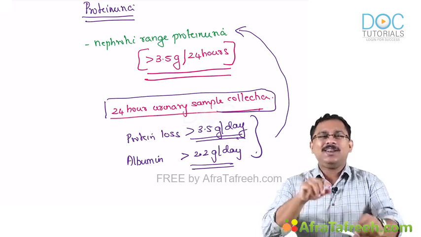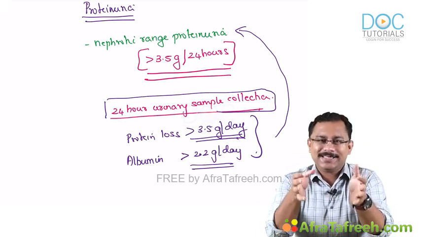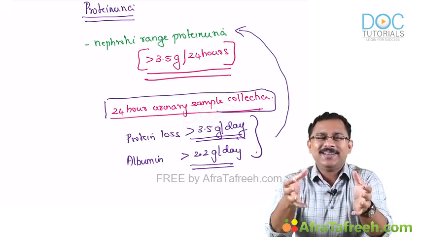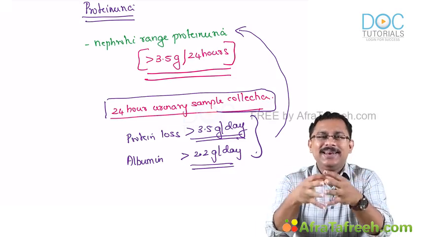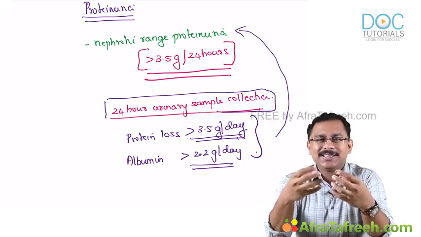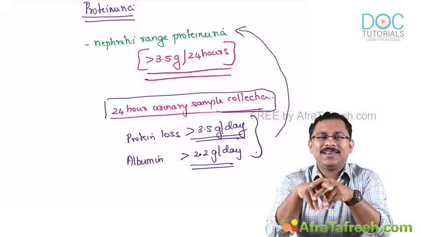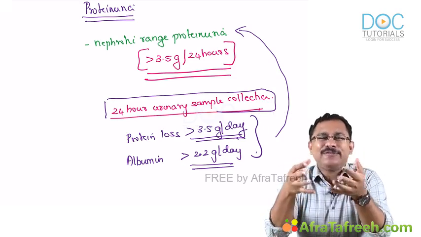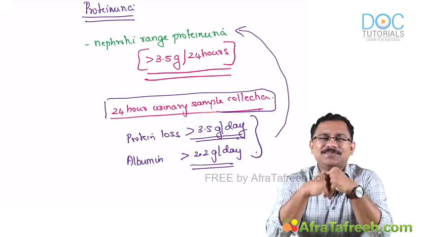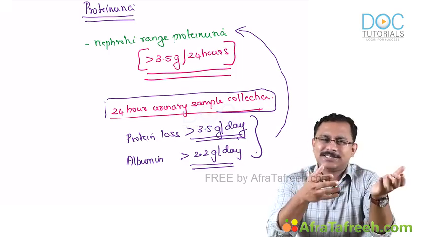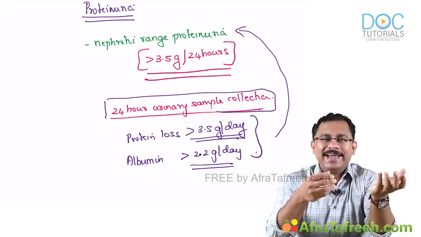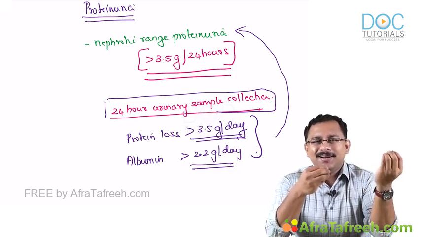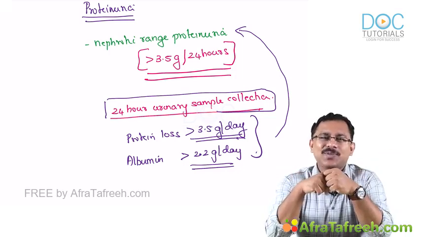But see, a 24-hour urinary sample collection is where a patient is given a can and is asked to urinate in that particular can for a whole day. But this method of collection over 24 hours is cumbersome. Nobody would like to have urine collected in a container for a whole day.